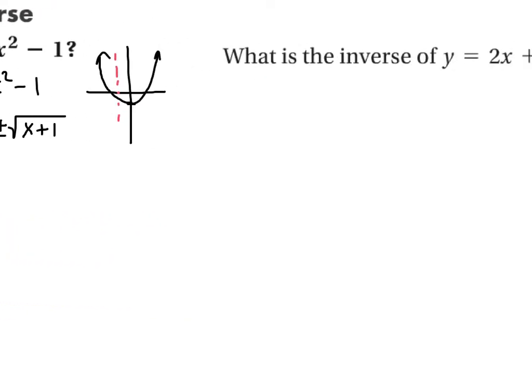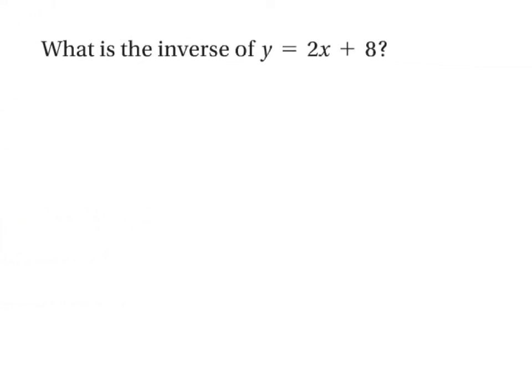Going right next to that one, we want to know what is the inverse of y equals 2x plus 8. So what is the first thing we do to find the inverse? Switch the x and the y. So that means we have x equals 2y plus 8. And now we want to solve for y, right? We want our equation written properly.